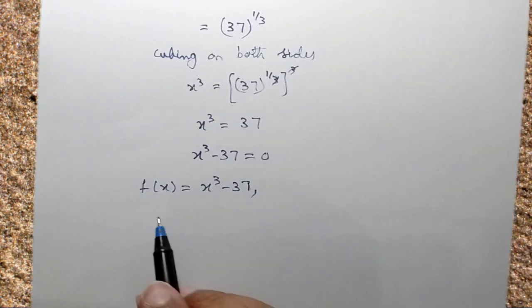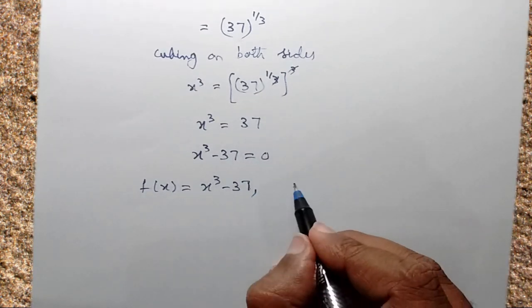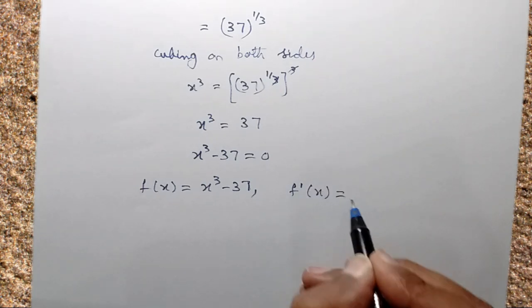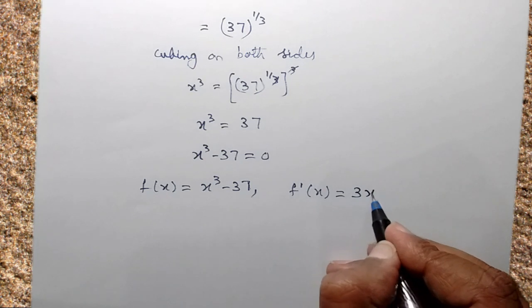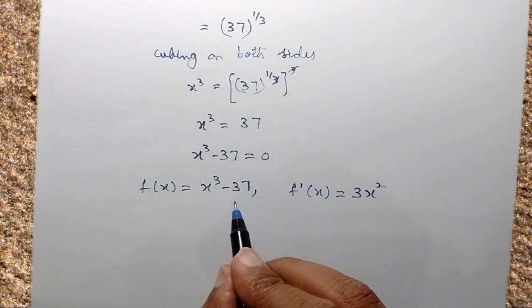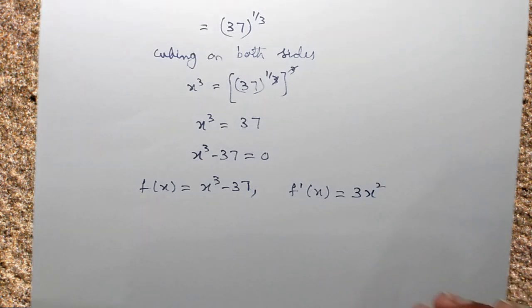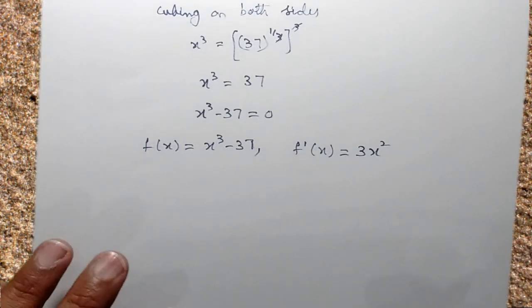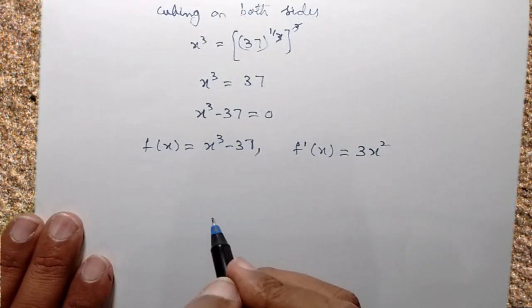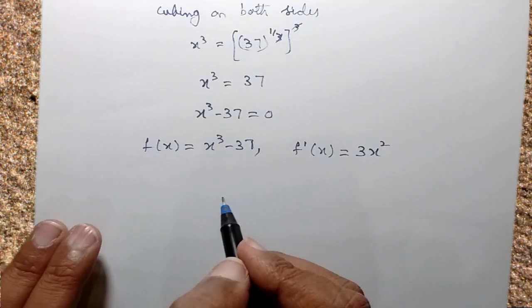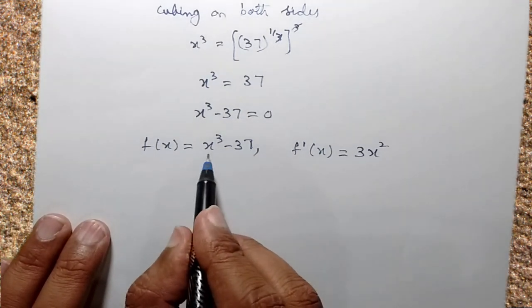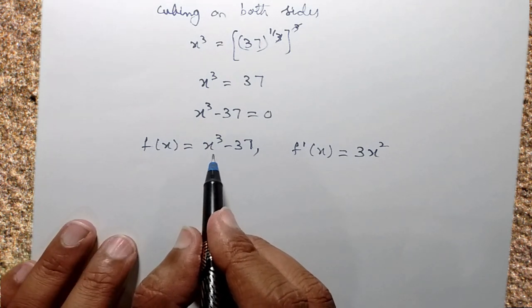So if you want to use the Newton-Raphson method, you can use f dash of x. f dash of x means differentiation of x cube. Differentiation of x cube will be 3x square. Minus 37 is a constant, its derivative will be 0, so you can ignore that one. So now I need to check which are the values that will satisfy this particular expression.